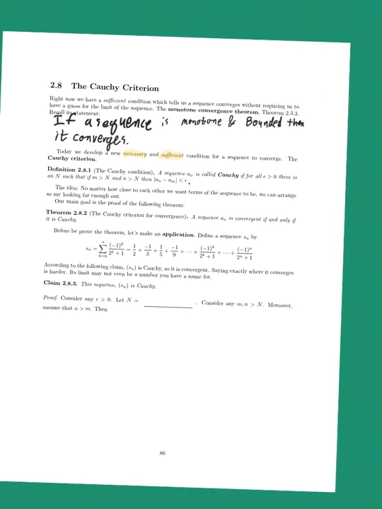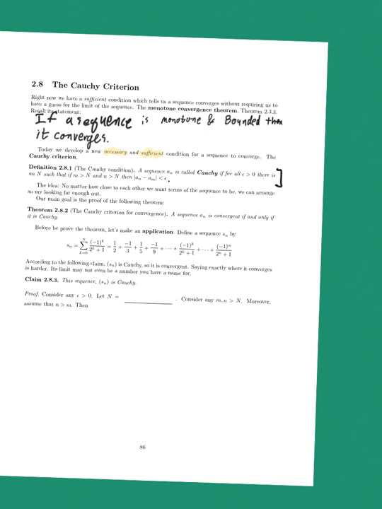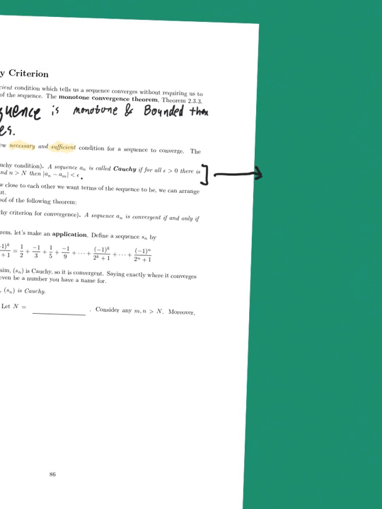I'm going to go off to the side, and let's write it in formal symbology. For all epsilon bigger than 0, there exists a choice of big N such that for all m bigger than big N and n bigger than big N, the absolute value of a sub m minus a sub n is less than epsilon.